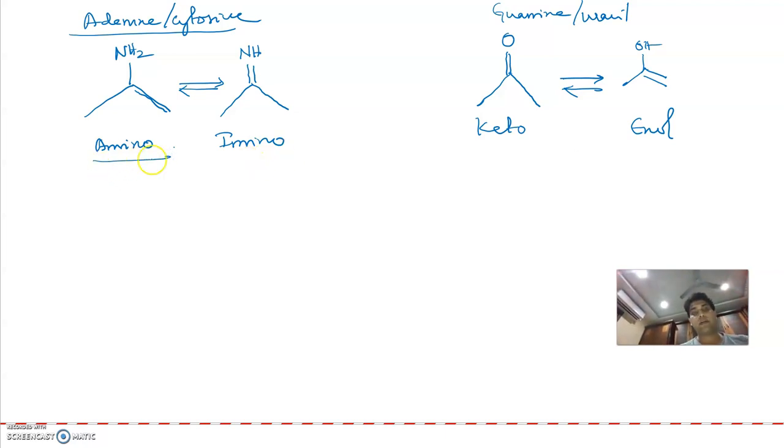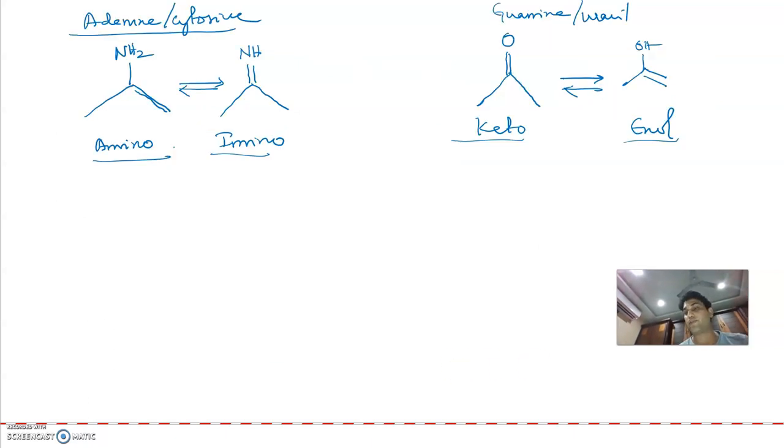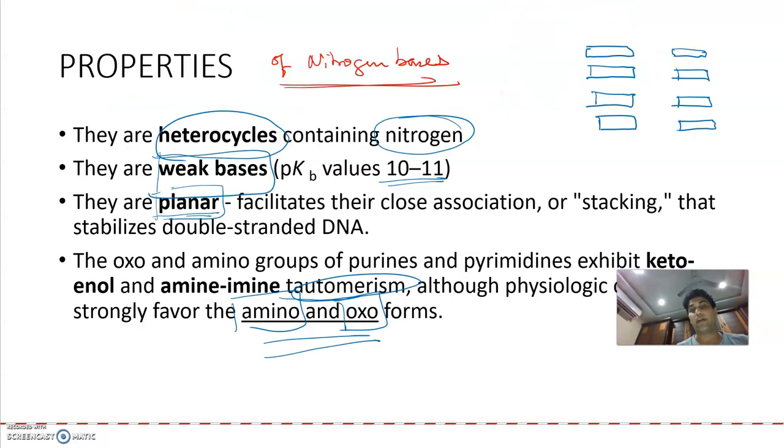Amino-imino tautomerism and keto-enol tautomerism. Remember, this is happening in the nitrogen bases, not the nucleotides. Don't get confused with the nucleic acids. We are talking about the nitrogen bases only.